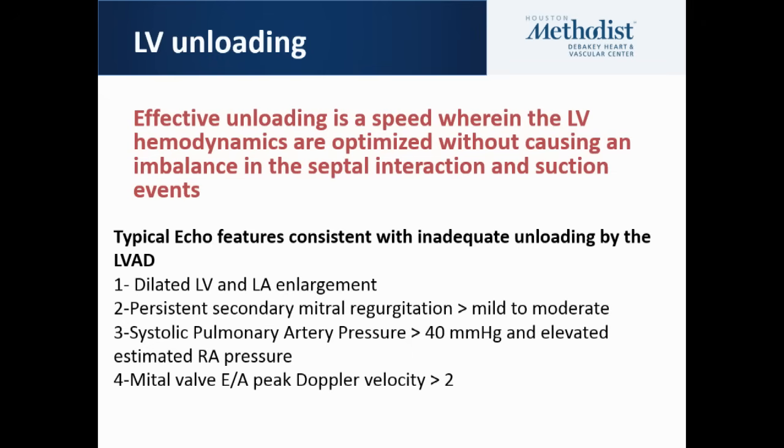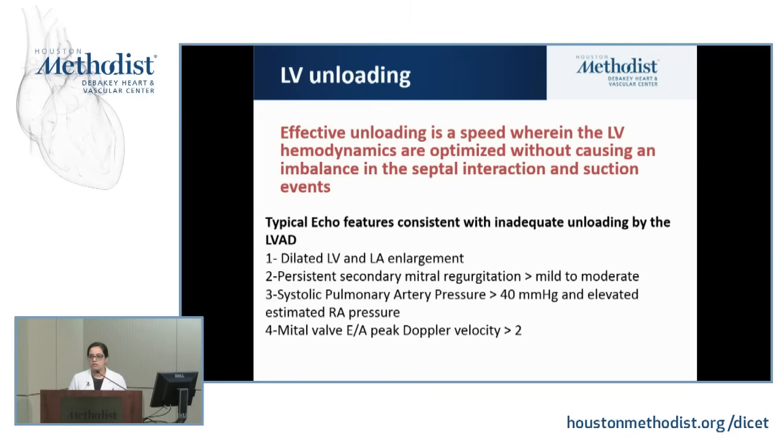So what are typical echo features that are consistent with inadequate unloading by LVAD? Obvious ones are a dilated LV and LA enlargement. Some people would have a dilated LV regardless of what speed they're at, but when we do hemodynamics on them, they're okay. What I do encourage everybody is to look at the pre-implant echo also. If somebody has an LV cavity that's 9 centimeters in size, you're only going to reduce so much before you get to a point where they have effective unloading. You also want to make sure what their inflow cannula is looking like, that it's not impinging on any of the walls and pulling in the mitral apparatus.